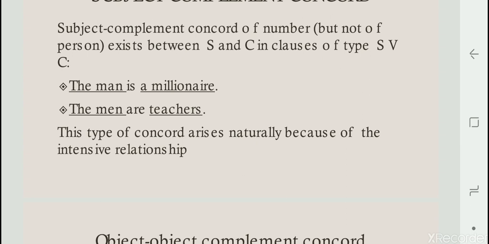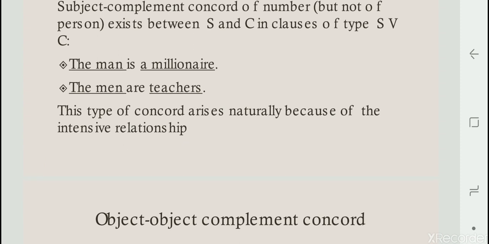So in this example, we notice that the man is singular, and the complement here, which is the millionaire, which refers to the same entity, is also a singular unit. So here we have concord of number, as we mentioned before. The second example is also the same.